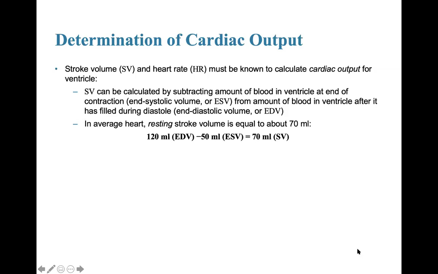The stroke volume can be calculated by subtracting the amount of blood in the ventricle at the end of the contraction, which is referred to as the end systolic volume, from the amount of blood in the ventricle after it has filled during diastole. Diastole is resting, which is the end diastolic volume. In an average heart, the resting stroke volume is equal to about 70 mils.